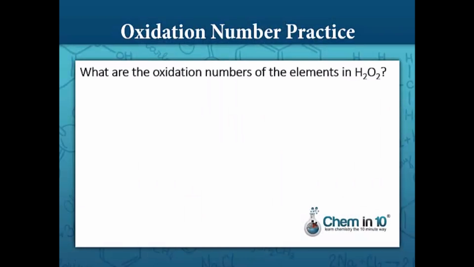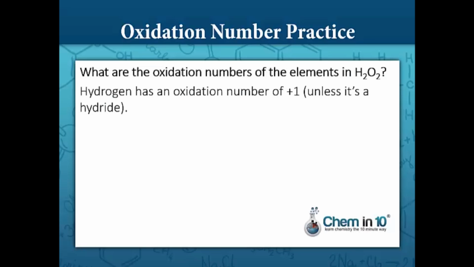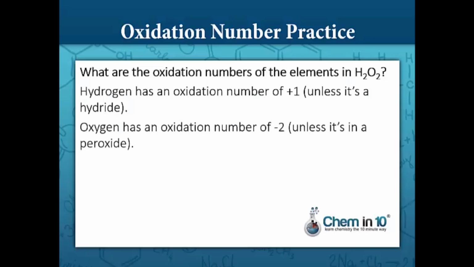What are the oxidation numbers of the elements in hydrogen peroxide? Remember that hydrogen has an oxidation number of +1. Oxygen usually has an oxidation number of -2, unless it's in a peroxide. This is a peroxide. 2 times the oxidation number of hydrogen plus 2 times the oxidation number of oxygen is equal to 0. We know that the oxidation number of hydrogen is 1. This would make the oxidation number of oxygen have to equal -1.